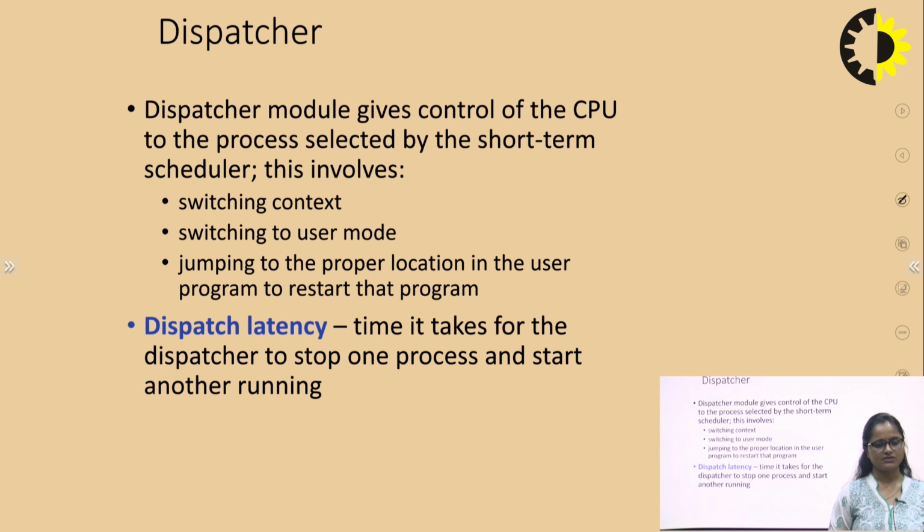So now what is the dispatcher? The dispatcher module gives control of the CPU to the process selected by the short-term scheduler, or the CPU scheduler. One process would be selected, and the CPU will be allocated to it. The CPU scheduler decides, and the dispatcher is the module which gives the control of the CPU to the process. This involves switching context, switching to user mode, and jumping to the proper location in the user program to restart that program. The dispatch latency is the time it takes for the dispatcher to stop one process and start another.